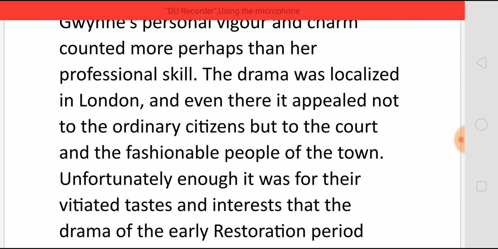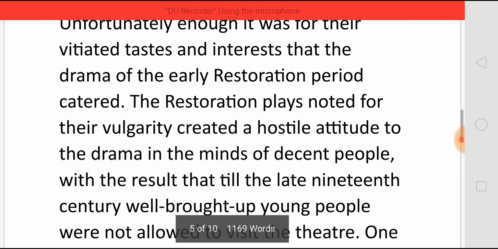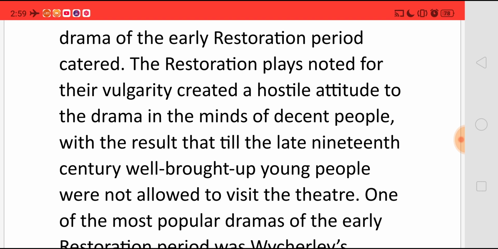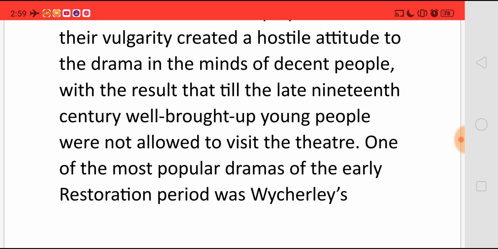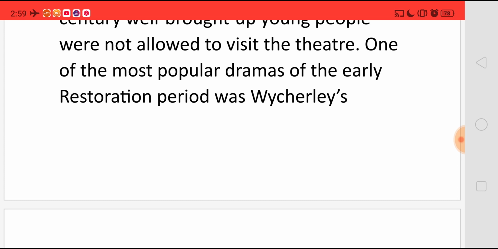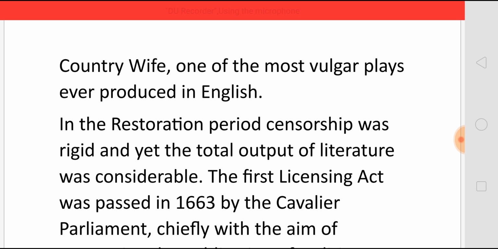And therefore most of the plays which were written during this Restoration period only catered to the interest of these people, and therefore there was a lot of vulgarity. In fact, till the late 19th century, well brought up young people were not allowed to visit the theatre because of the vulgarity in the plays. And the most important play is Wycherley's The Country Wife, which is said to be one of the most vulgar plays ever produced in English.